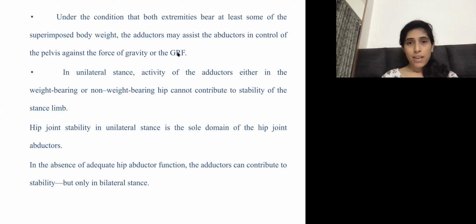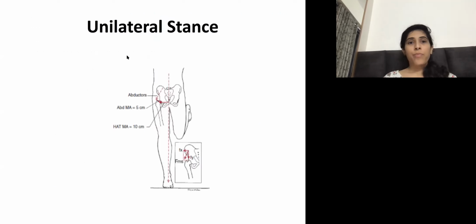In the absence of adequate hip abductor function, the adductors can contribute to stability, but only in the bilateral stance. So whenever we stand on one extremity, or whenever the weight is coming only on one extremity, abductor work is required to counteract the adductor work. In the next lecture, we'll study the unilateral stance and the weight distribution related to the unilateral stance. For this kinematics and kinetics part, you can refer to Joint Structure and Function by Cynthia Norkin.